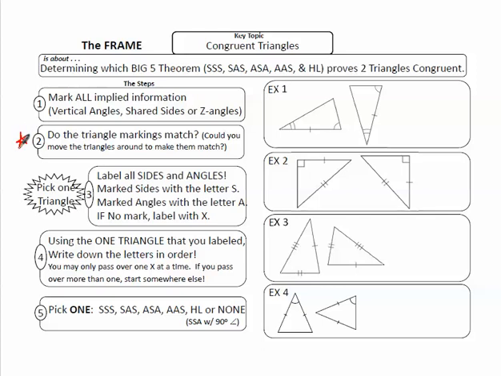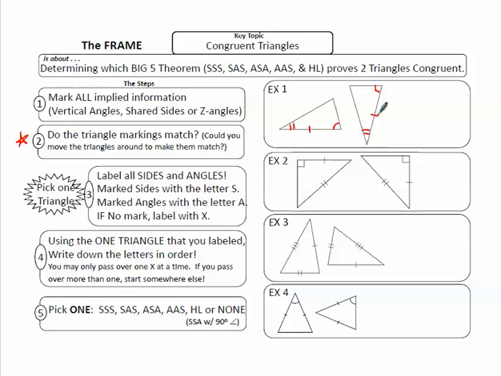Now I need to look, and I'm going to look at example 1. Do the triangle markings match? That means if I could move them around, if I could slide them or translate them, line marked in between them. So are they marked the same? Yeah. Now that I know they're marked the same, I can go on. This time, what I tell you is to pick one triangle, and only one triangle. So what I'm going to do is pick the triangle on the right.